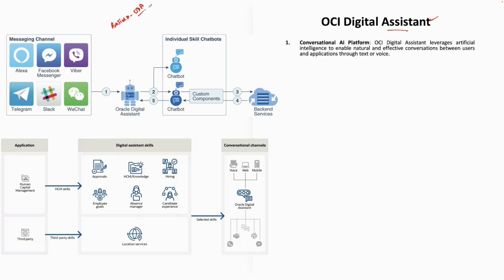So it says that OCI Digital Assistant is a conversational AI platform, right? Which means, again, the root word, you can converse, right? You can converse with this platform. You say something, you type something, it's able to understand it, it's able to give you the reply, right? So OCI Digital Assistant leverages artificial intelligence. So it's a service which is built on artificial intelligence to enable natural and effective conversation between users and applications.